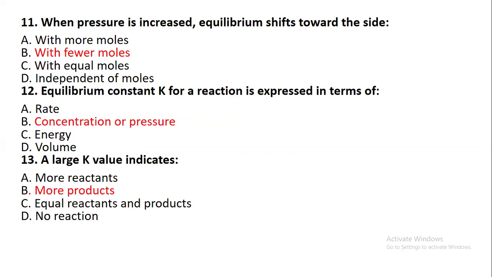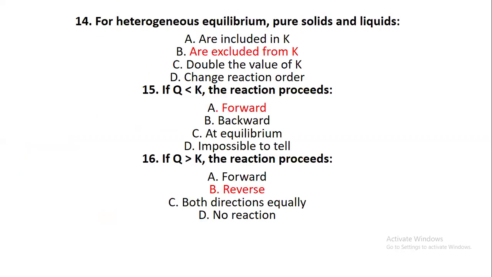Equilibrium constant K for a reaction is expressed in terms of concentration or pressure. A large K value indicates more products. For heterogeneous equilibrium, pure solids and liquids are excluded from K.